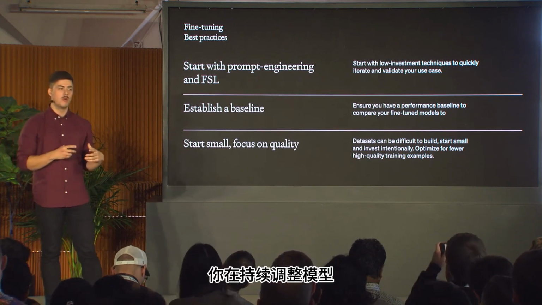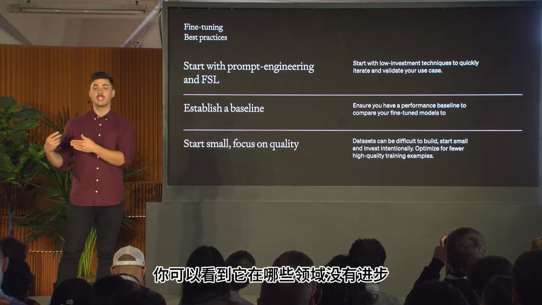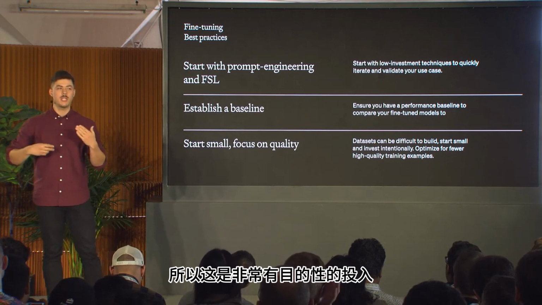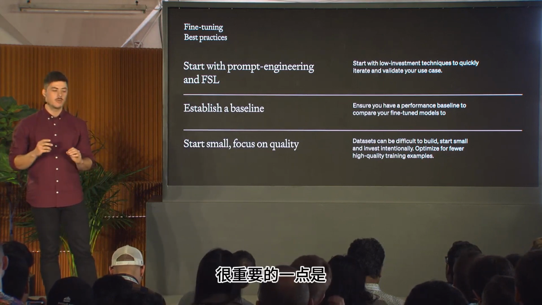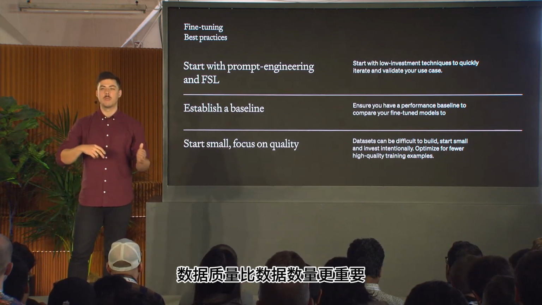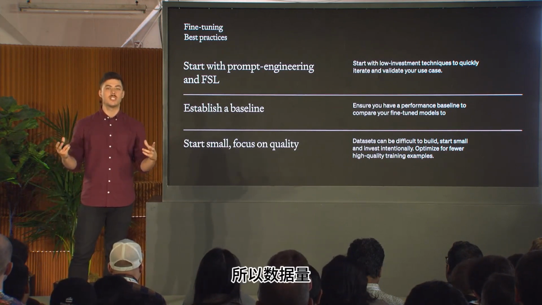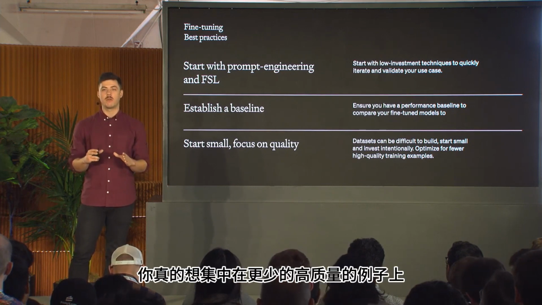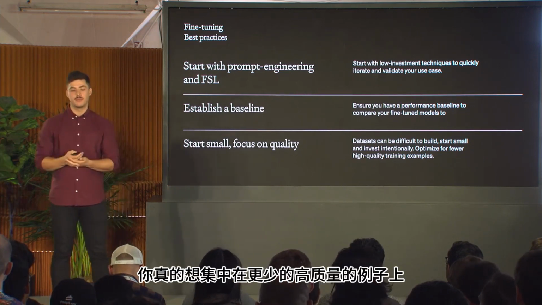Where you fine-tune the model, you look at its outputs, you see in what areas it's struggling, and then you specifically target those areas with new data, right? So it's very intentionally investing. And it's really important that when it comes to LLMs and fine-tuning, data quality trumps data quantity. So the data quantity part of the training process was done in pre-training, right? Now you really want to focus on fewer high-quality examples.